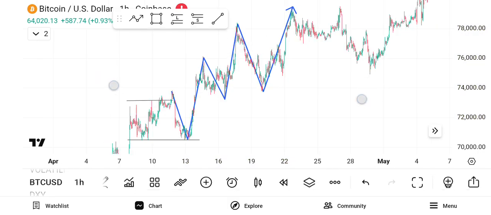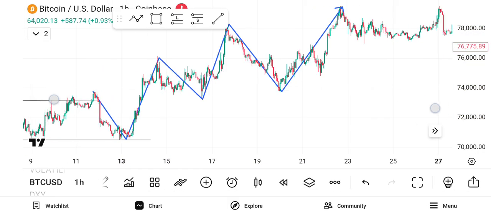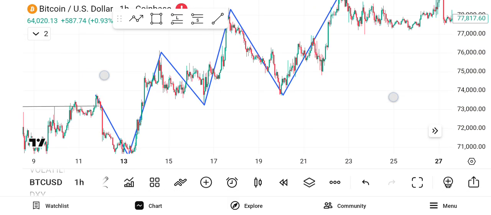That is how the uptrend looks. You can see it very clearly. That's what the uptrend looks like.